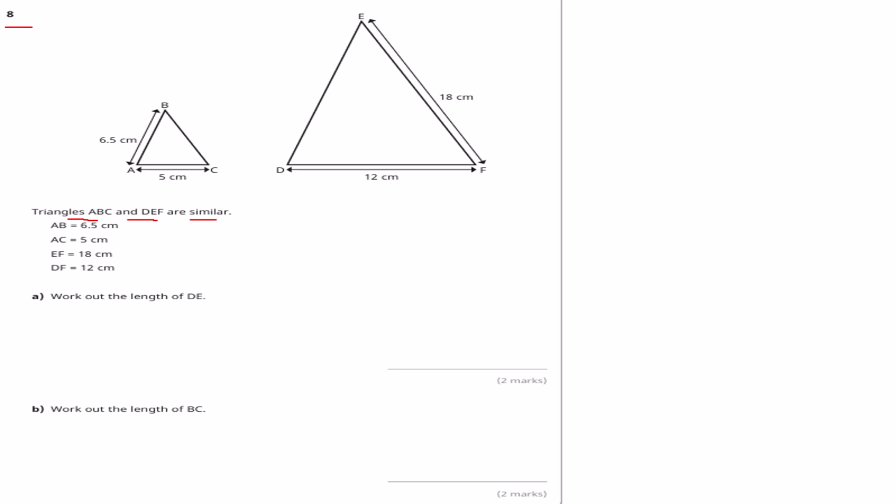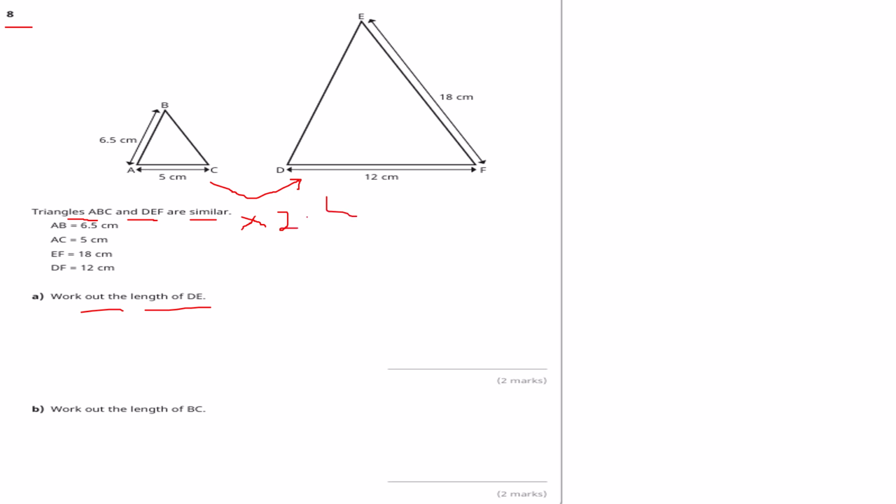AB equals 6.5 centimeters, AC equals 5 centimeters, EF equals 18 centimeters, and DF equals 12. Part A, work out the length of DE. The first step is to work out our ratio, what we're going to multiply by to go from triangle ABC to DEF. So I'm going to multiply by 12 divided by 5, which is 2.4, or 12 fifths.